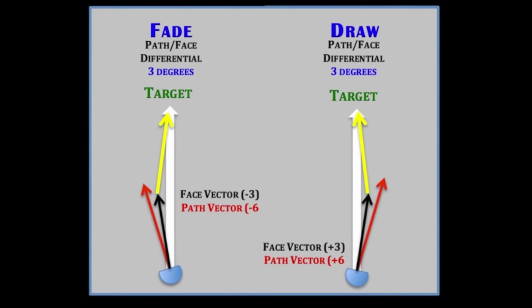If there is a small difference between the two vectors, the curve will be small. On the right, the face angle is 3 degrees to the right of the target, and the path is 6 degrees to the right. This 3-degree differential produces a gentle draw back to the target. The picture on the left shows the same small differential, except the face and path are left of the target line. This produces a gentle fade back to the target. Both of these shots are quality shots. There are tour players who prefer the draw, and there are tour players who prefer the fade.